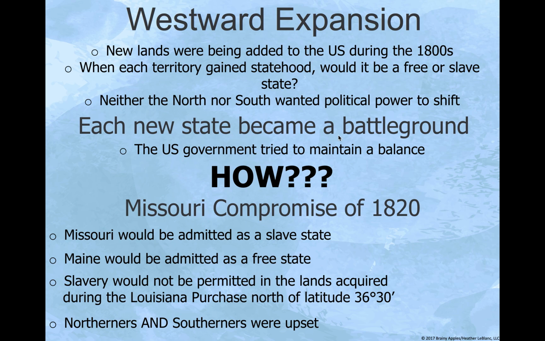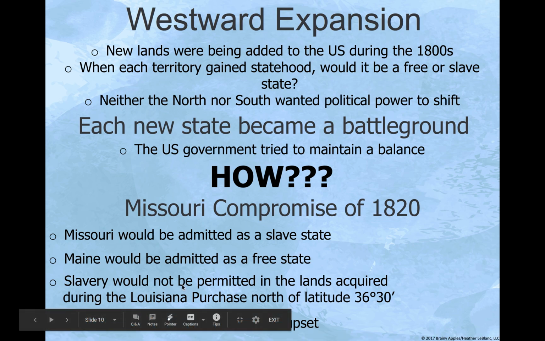So each new state became a battleground, and the U.S. government tried to maintain a balance. How did they do this? Through the Missouri Compromise of 1820. So Missouri would be admitted as a slave state, and Maine would be admitted as a free state. So I'm going to show you what this looks like on the map.